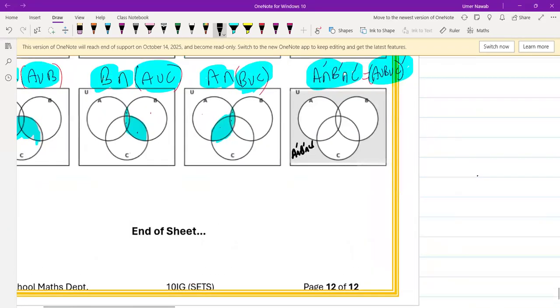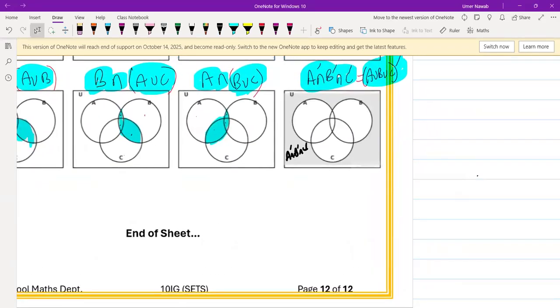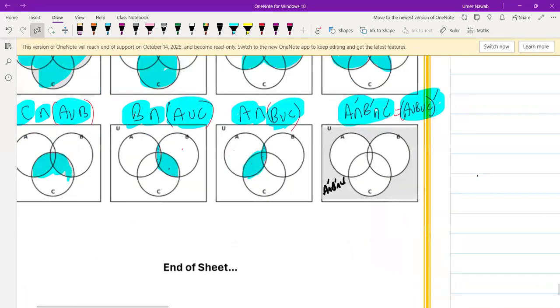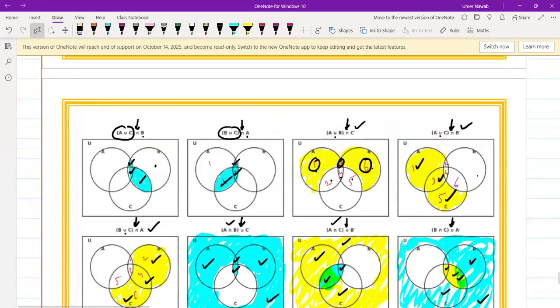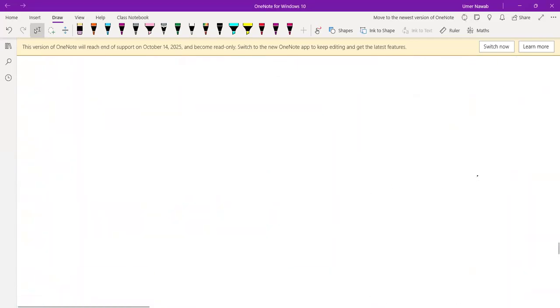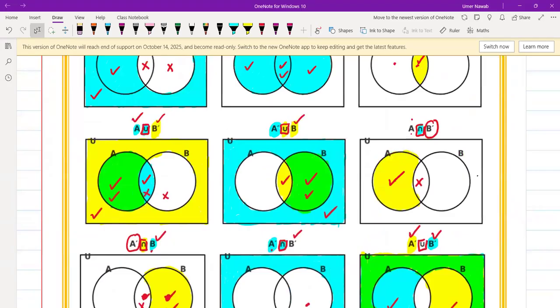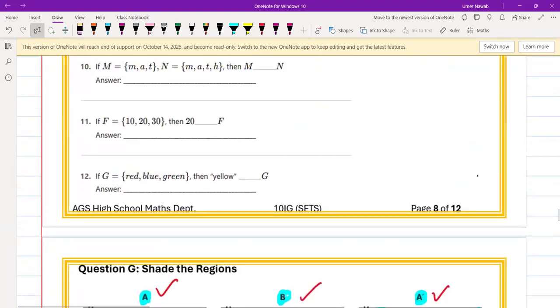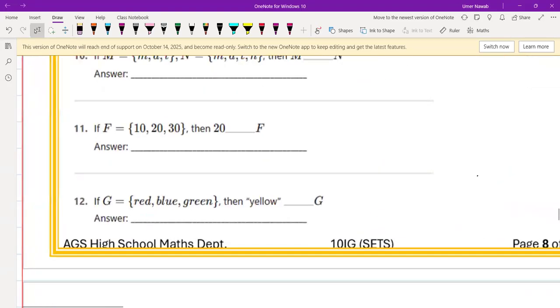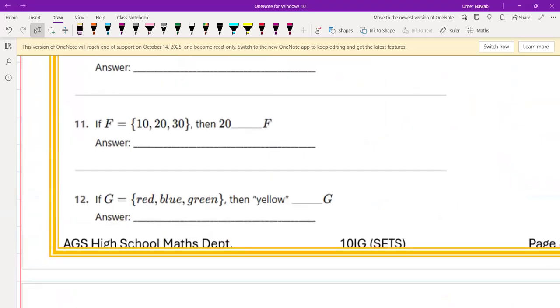So that's all, guys. I hope you understood very well how to shade the regions. It's not very difficult, and the whole concept of shading is explained within this lesson. As far as elements, if they belong to a set, and you can see now there is no yellow here, so I'm going to say yellow doesn't belong to the set G.